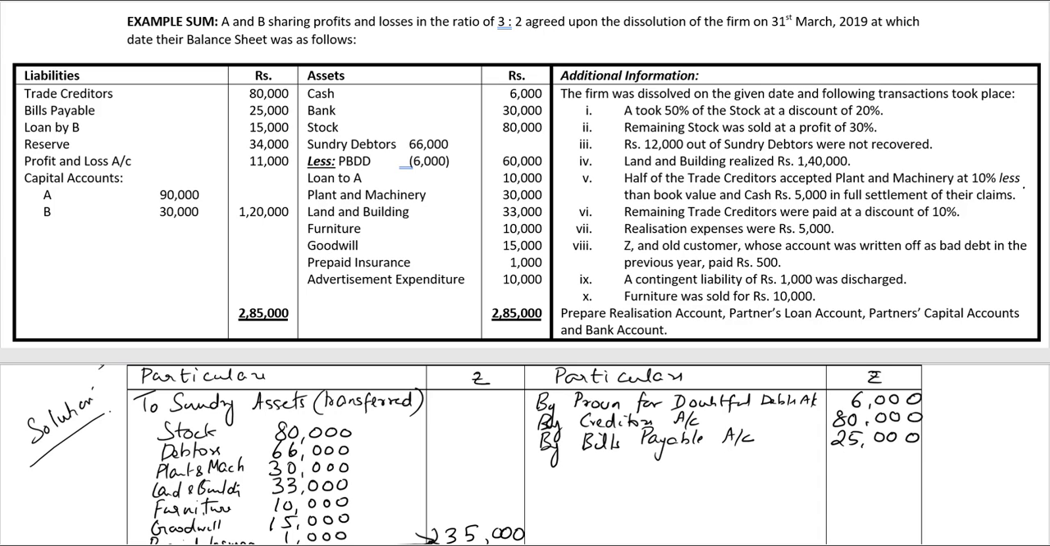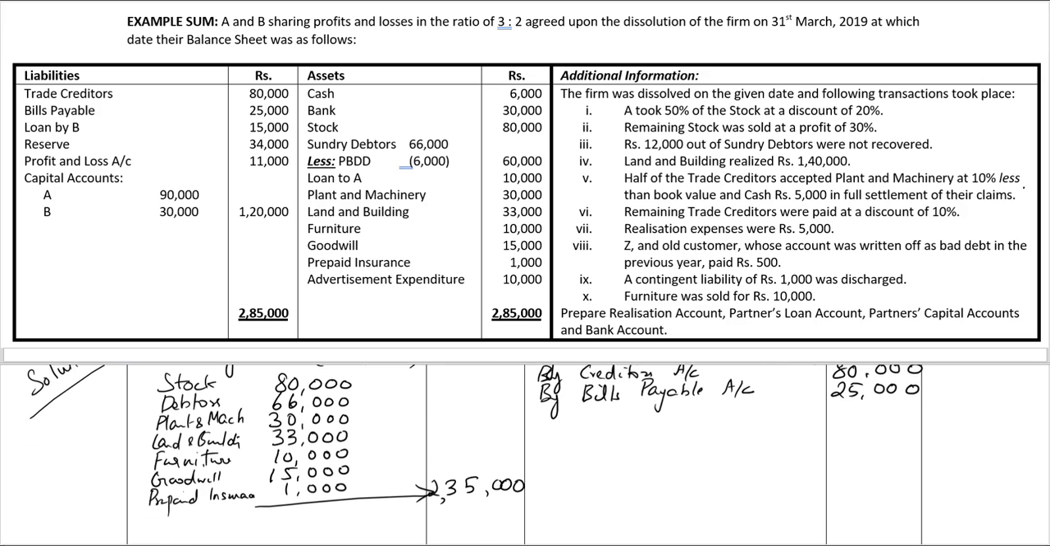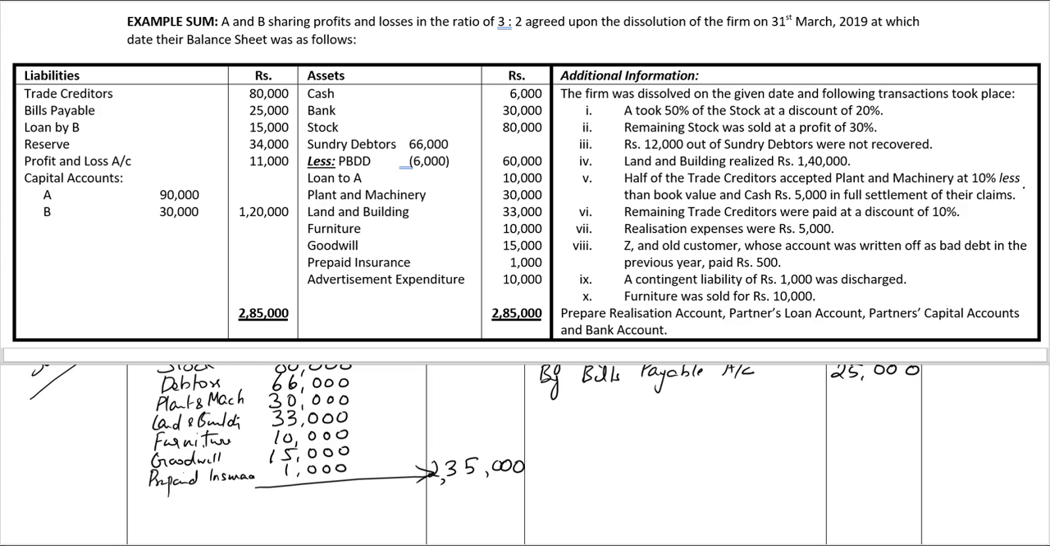Loan by B. B has given a loan to the firm. It's an internal liability of the firm. We'll open a separate account for that. So all the external liabilities have been transferred. Let's go to the additional information.